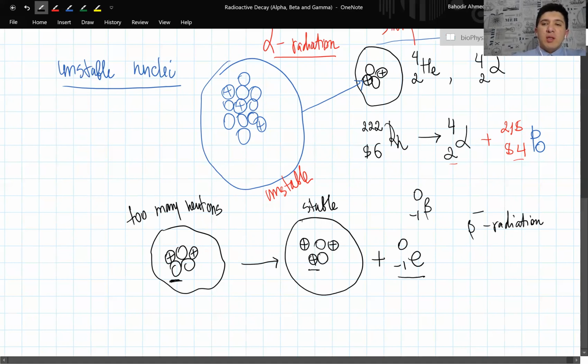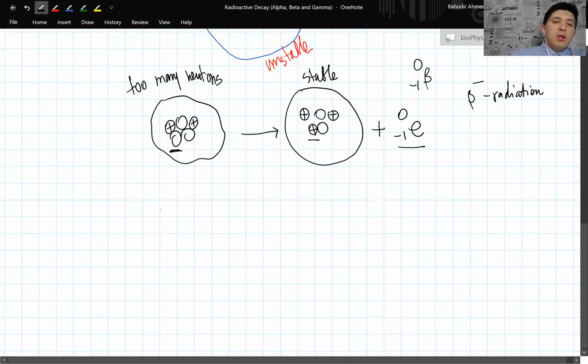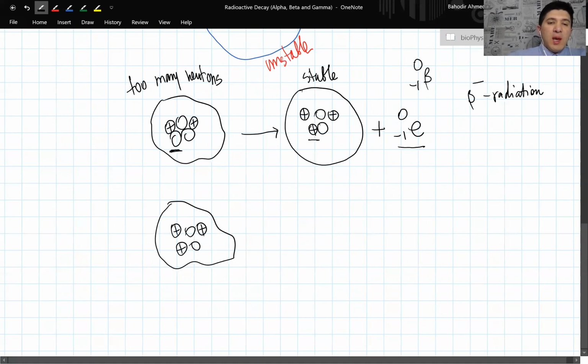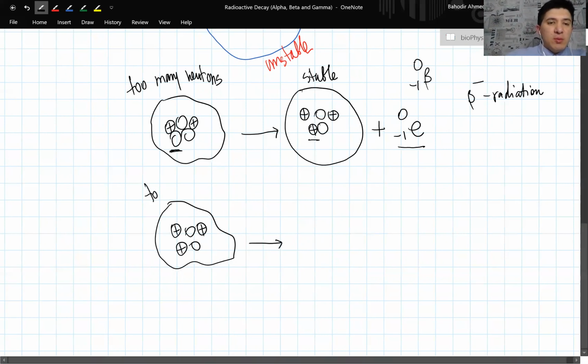So this works for the situation when the nuclei is unstable because it has too many neutrons. But it's possible that the nuclei is unstable because it has too many protons. So for example, it has too many protons, and some of its protons spontaneously become neutrons in order to become a stable nuclei. In this case, too many protons.